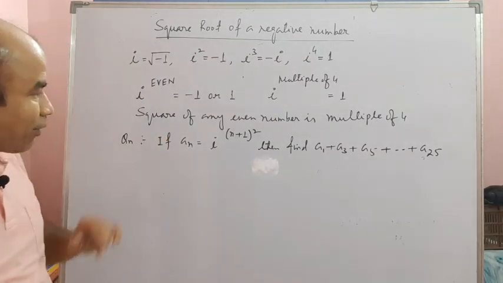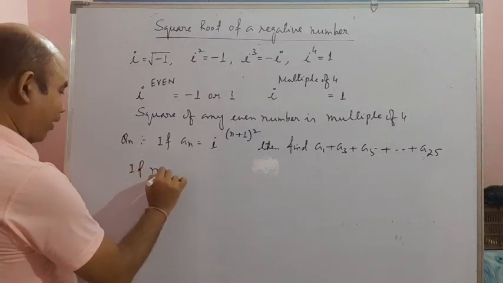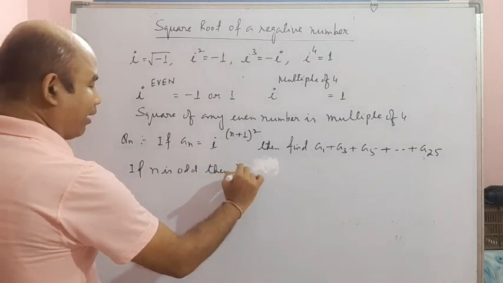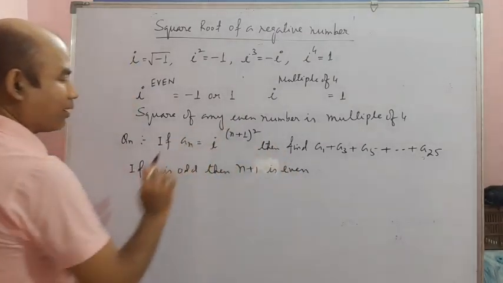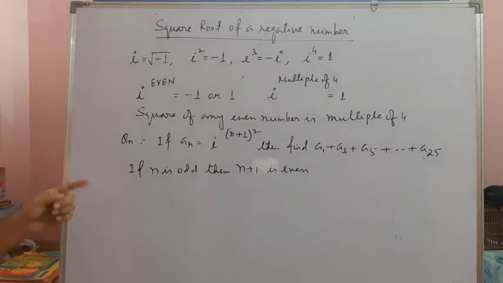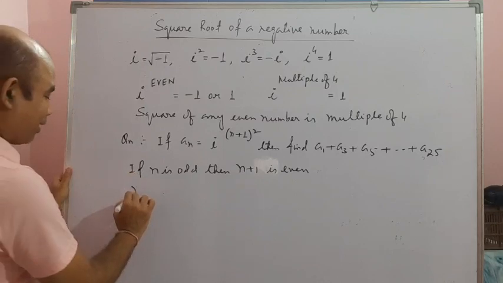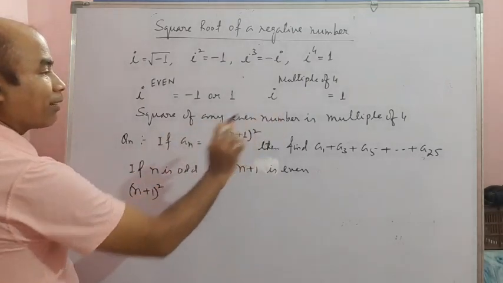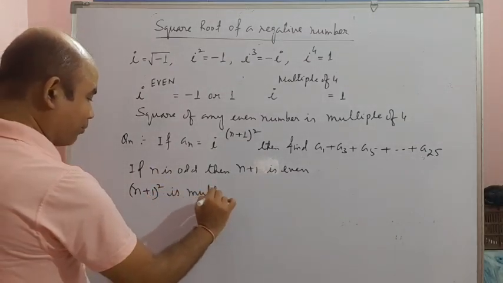So first of all, one thing you see: if n is odd, then n plus 1 is even. Here the power of i is (n plus 1) whole square. So if n is odd, then n plus 1 is even. Next, if n plus 1 is even, then (n plus 1) whole square, like here, the square of any even number is a multiple of 4. So (n plus 1) whole square is a multiple of 4.